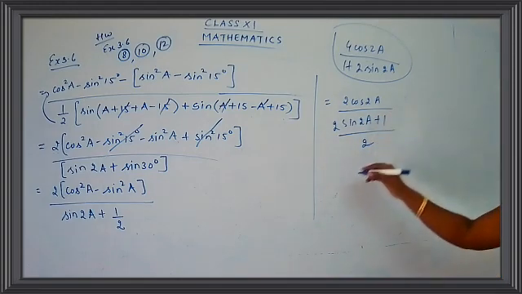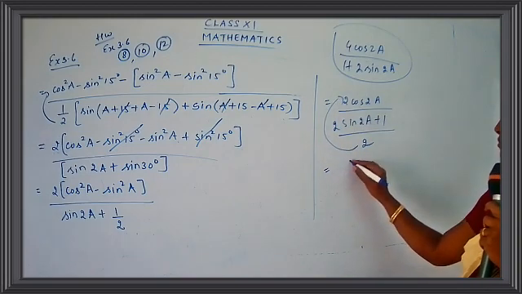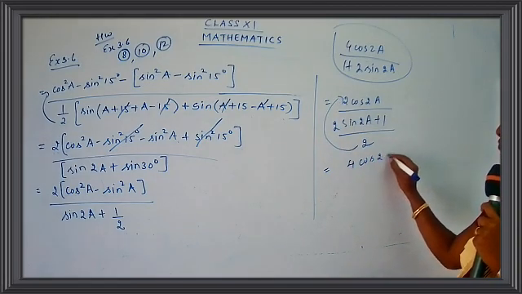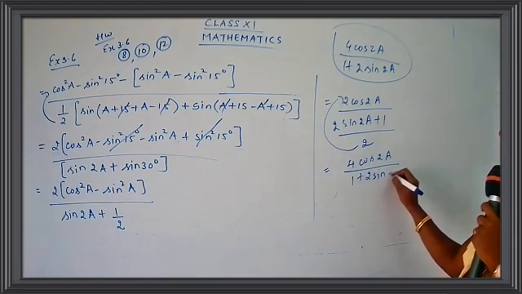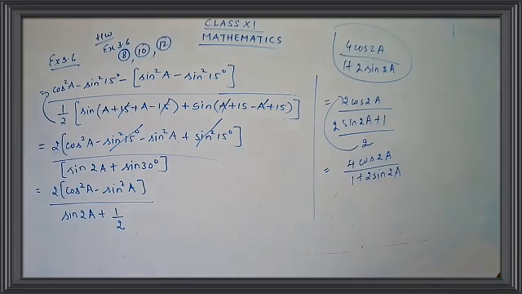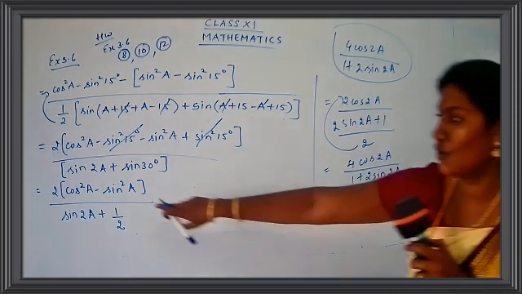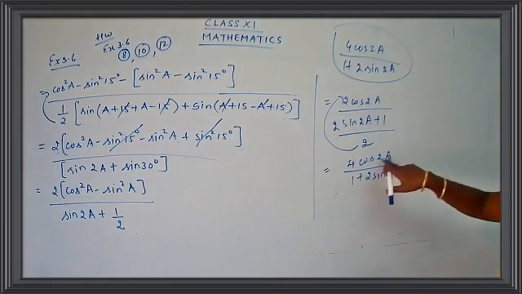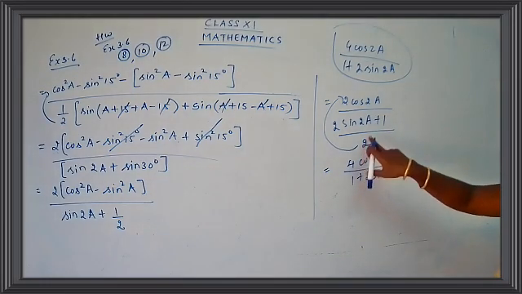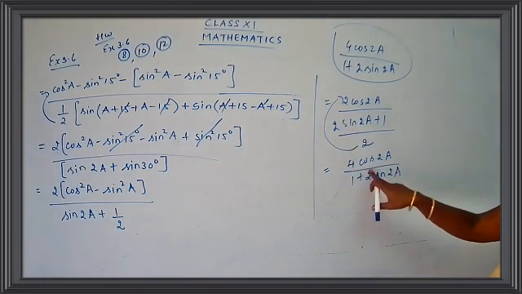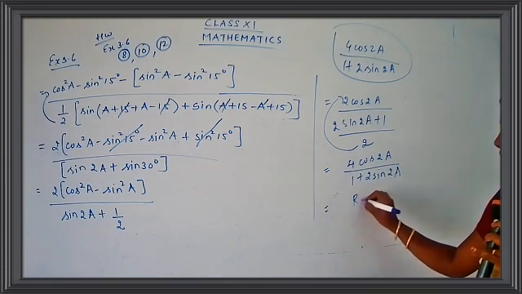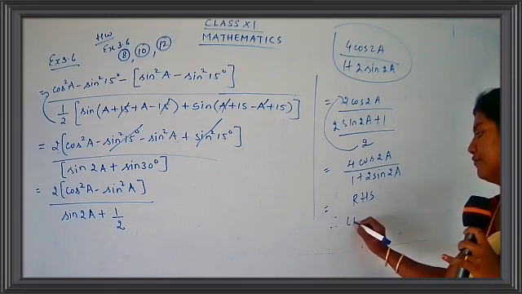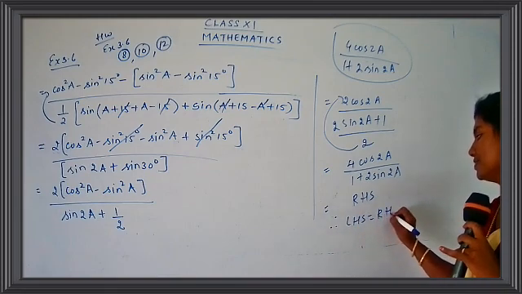So 2 sine 2A plus 1 upon 2. Okay. So just write down here. Take this 2 to the numerator part. This turns to 4 cos 2A upon 1 plus 2 sine 2A. That's all finished. Yes, we have arrived at the answer. So cos square A minus sine square A is cos 2A. So this 2 is in the denominator, it goes to the numerator part. So I get 4 cos 2A upon 1 plus sine 2A. So this is your RHS. You say here, therefore, LHS is equal to RHS.